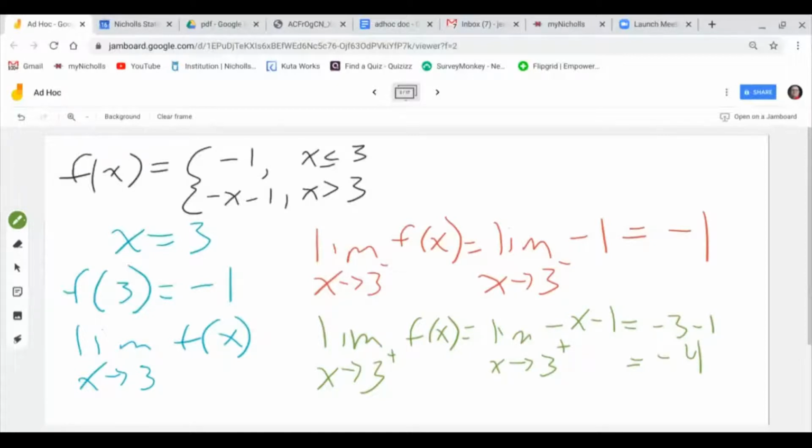So the limit from the left is -1. The limit from the right is -4. That means the limit as x approaches 3 of f of x does not exist. There's a jump happening. From the left, it's going to -1. From the right, it's going to -4. There's a jump happening. It's not going to positive or negative infinity. So what do you think it is? It's a jump discontinuity at x is equal to 3.